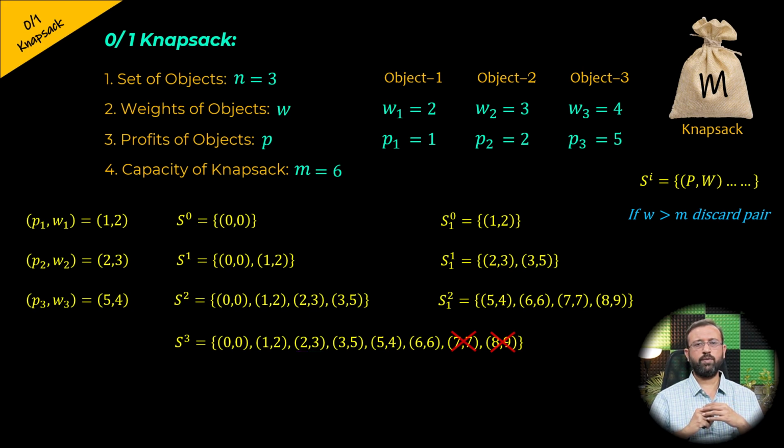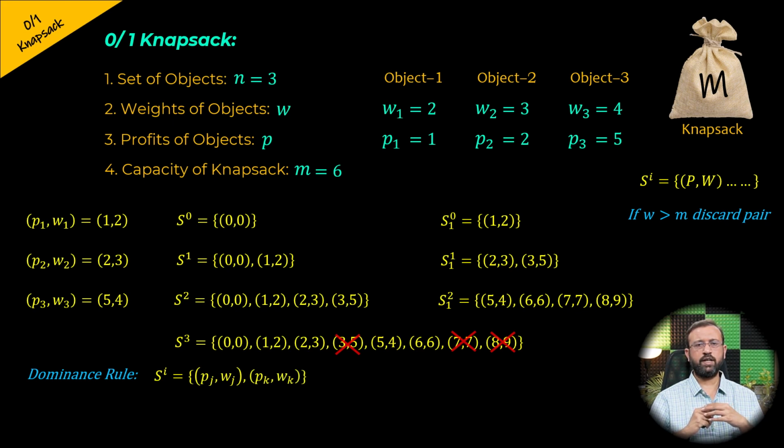Then we need to compare the next two pairs, that is pair 3, 5 and 5, 4. The profit of pair 3, 5 is 3 and the profit of the pair 5, 4 is 5. So profit is increasing. But the weight of the pair 3, 5 is 5 and the weight of the pair 5, 4 is 4. So the weight is decreasing. Therefore the pair 3, 5, which is having less profit and more weight, when compared to the pair 5, 4, which is having more profit and less weight, is purged or discarded. This is known as purging rule or dominance rule.